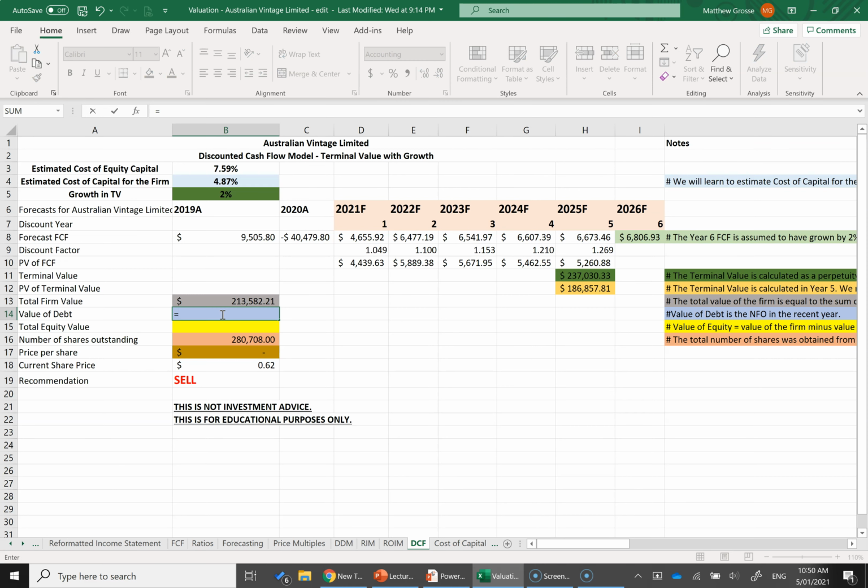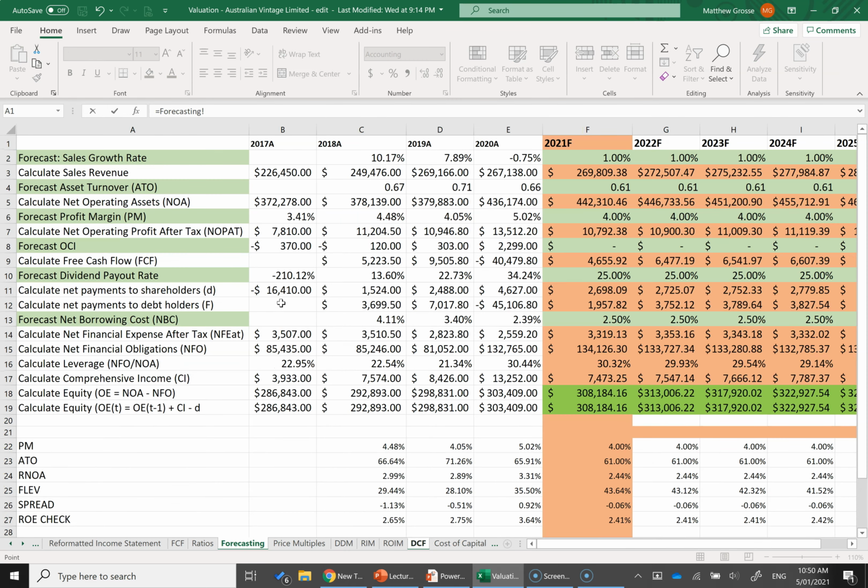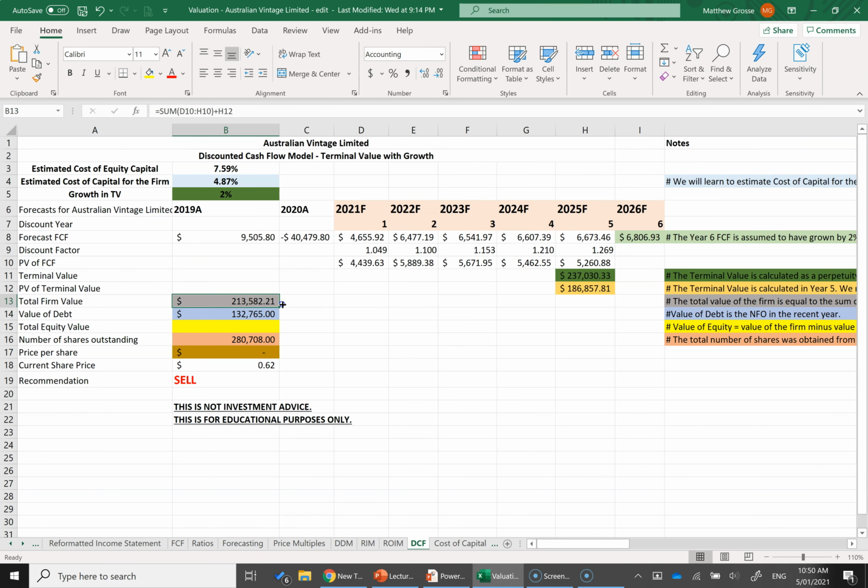So the value of the debt I'm going to get from my net financial obligations. I could look at my reformatted balance sheet, or I've got it in my forecasting template here. Net financial obligations in 2020. Okay, that's the debt the firm has. So the total firm value, the total value of all the assets, is 213 million minus the 132 million of debt, which gets me to an equity value of 80 million. I then divide through by the number of shares outstanding to get a price per share estimate, and the price per share I've estimated with this model is less than the current share price, so it would be a sell recommendation. Again, this is not investment advice, just for education.